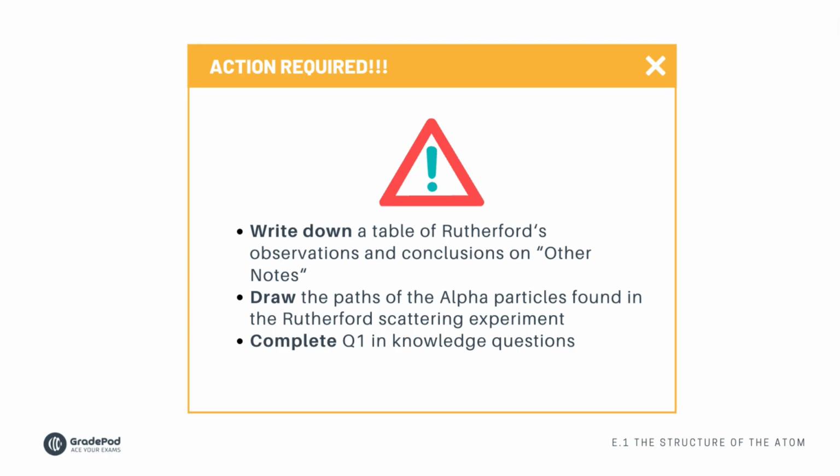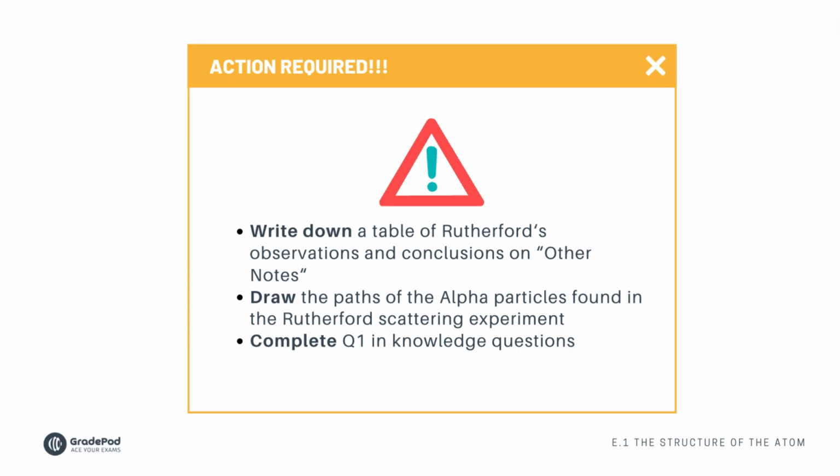So head to your revision note template and go to the other notes section. At this point, I'd write 2 columns in a table with 3 rows. Column 1 would be Rutherford's observations, column 2 would be Rutherford's conclusions, and the 3 rows would be the 3 observations and the 3 conclusions that he drew. You'd want to memorise these for the exams.